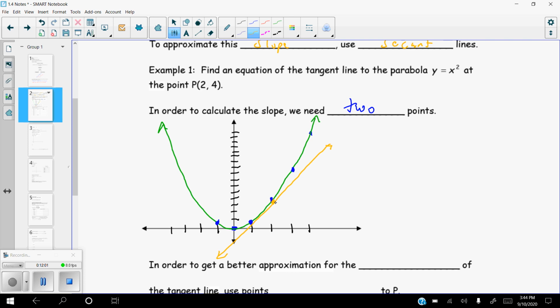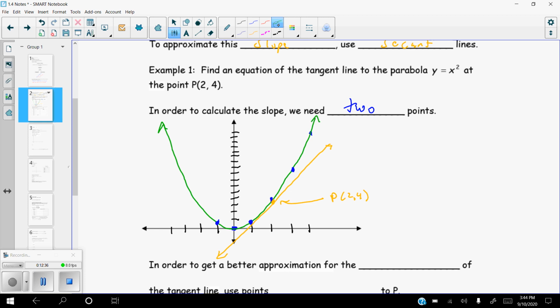Now the problem is, if I want to find the slope of the tangent line at this particular point right there, we're going to call that point P, because that's what it is. That's the point (2, 4). In order for me to find the slope of that parabola at that point, I would need another point on the parabola. But the problem is that point is not also on the tangent line. Or I would need another point on the tangent line, and then that would also tell me the slope.